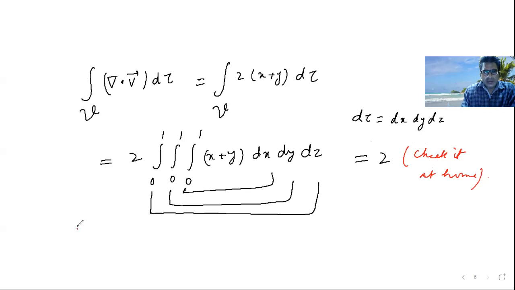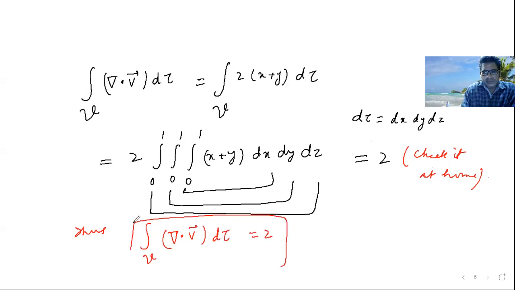Thus I have found the left hand side of the divergence theorem. Left hand side is the volume integral of divergence of V. This is 2. This is my left hand side, right? Now move to the right hand side.